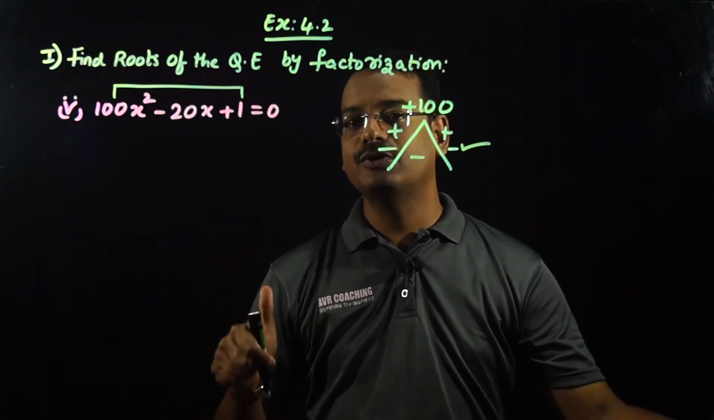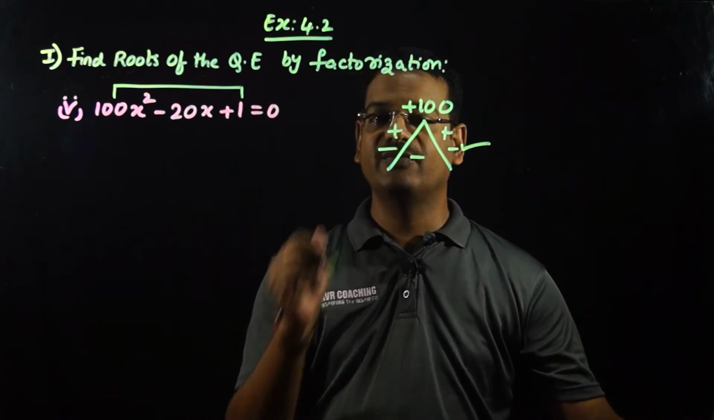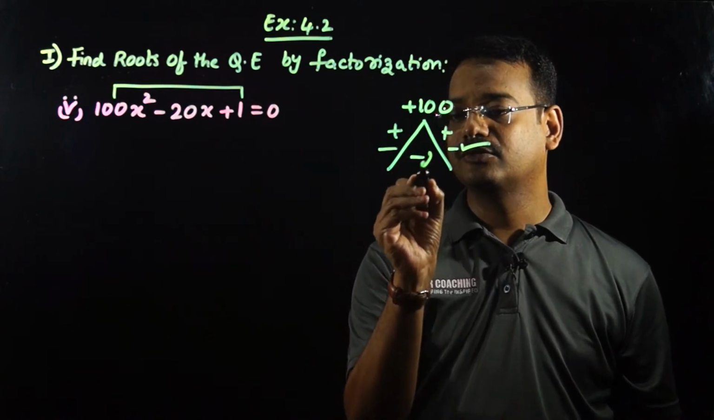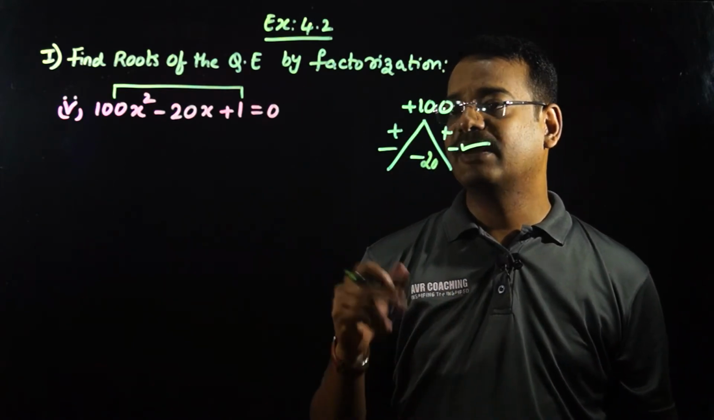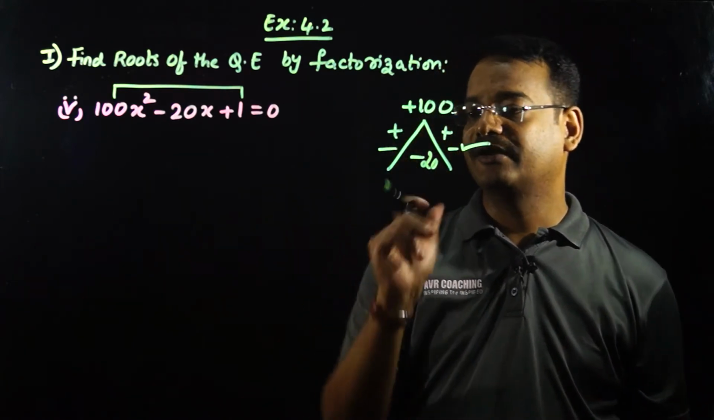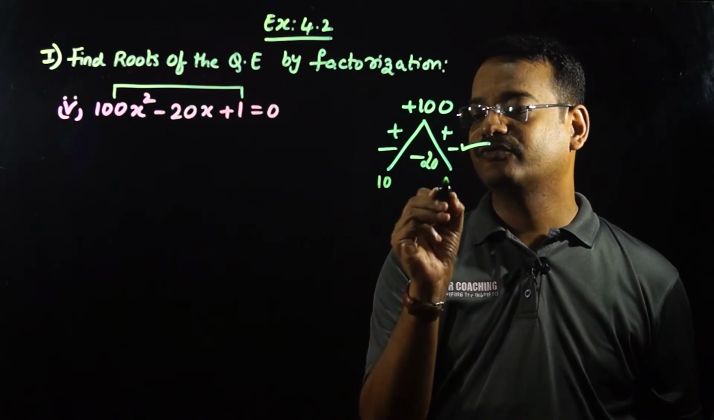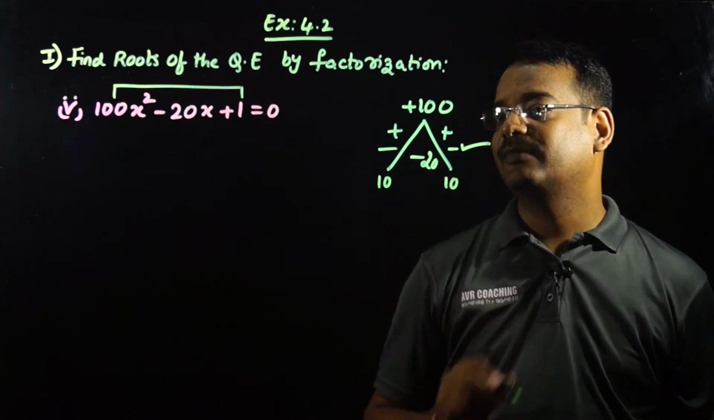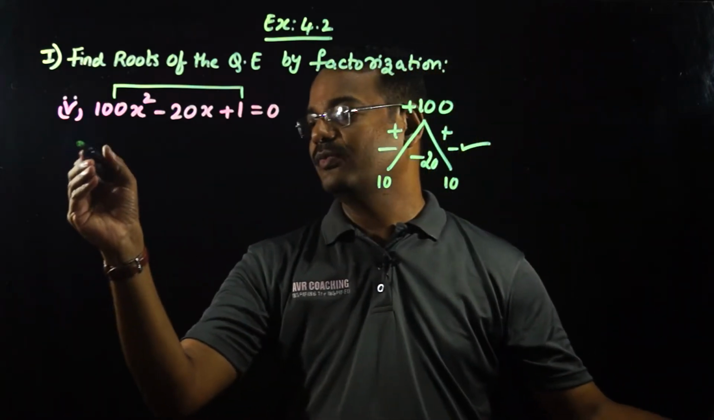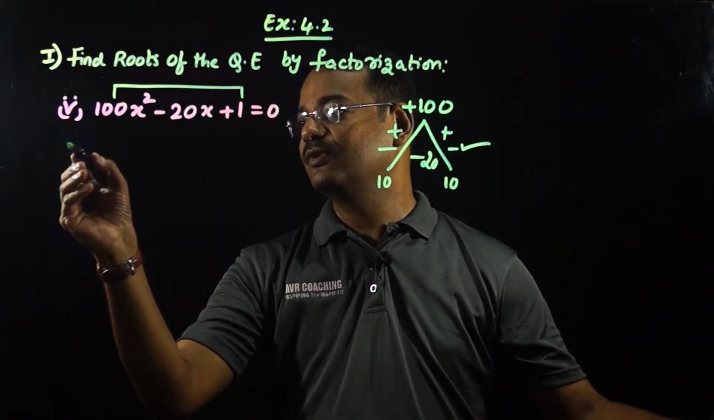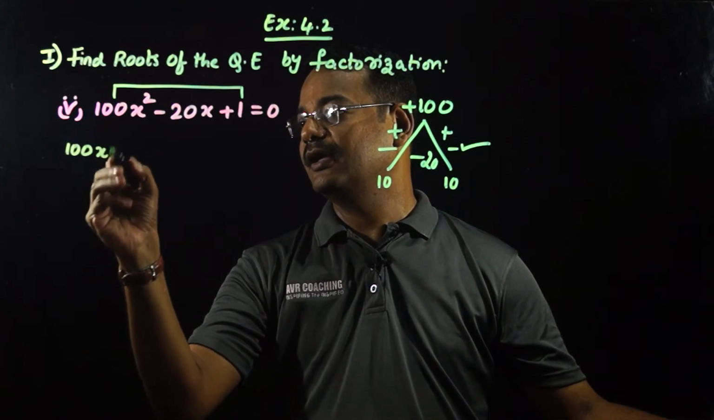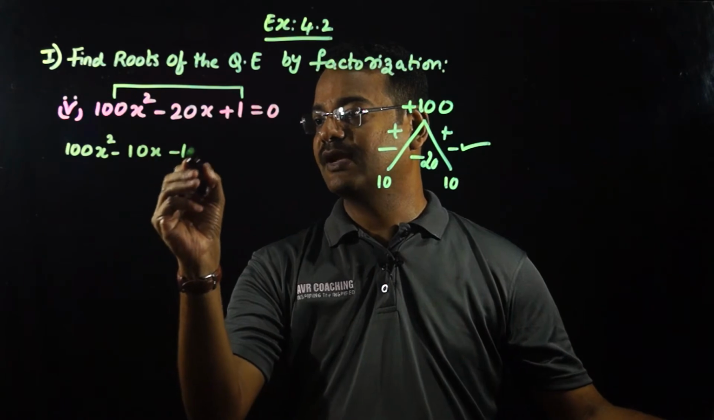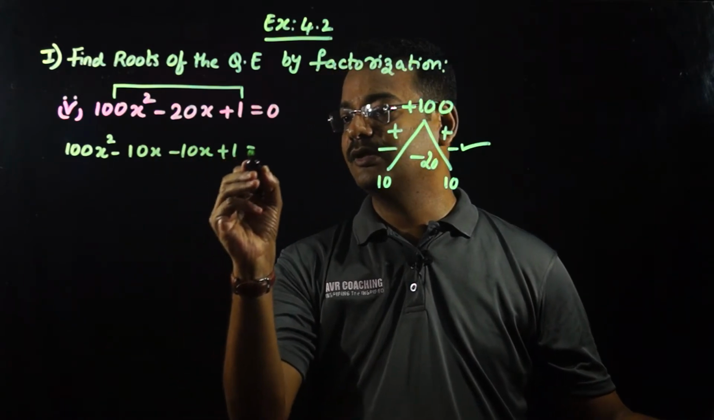So now we are going to select two terms such that when we add, we will get 20, because 20 is the middle term, and when we multiply the terms we will get 100. So the values will be 10 and 10. 10 plus 10 is 20 and 10 multiplied by 10 is 100. So now we are going to split the middle term. So this will be 100x square minus 20x is written as 10x minus 10x plus 1 equal to 0.